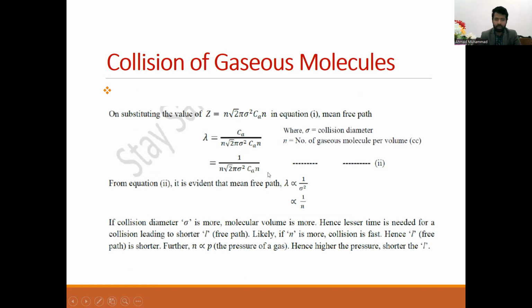From equation 2, it is evident that the free path is inversely proportional to sigma square, which is the collision diameter, and also inversely proportional to n. If the collision diameter is more, then the molecular volume is more, hence less time is needed for collision, leading to a short path length. Likewise, if n is more, then collisions are faster, hence the free path is shorter. Further, n is directly proportional to the pressure of a gas. Hence if the pressure is high, the path length will be shorter. So this is the relation of the mean free path with the other terms.